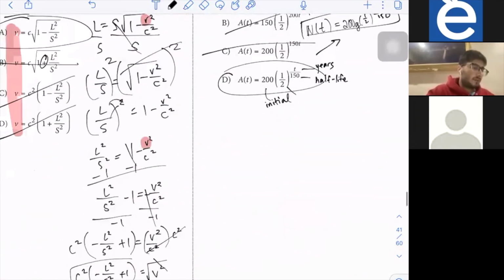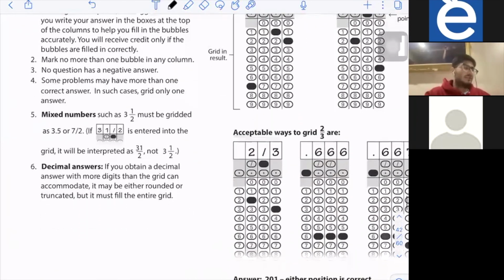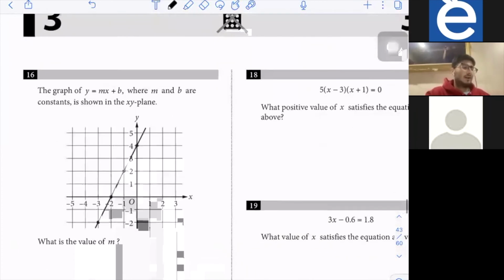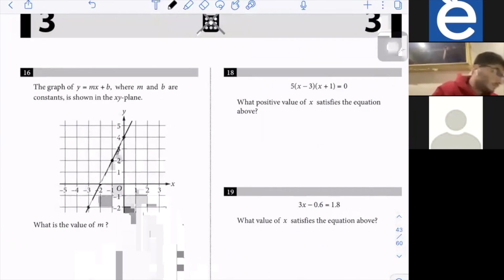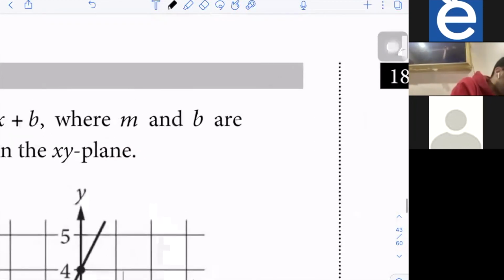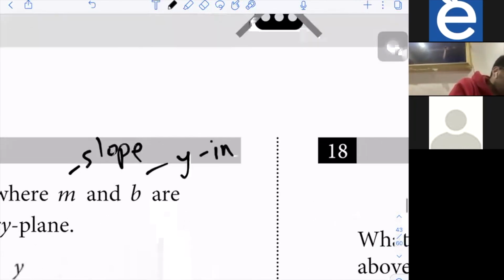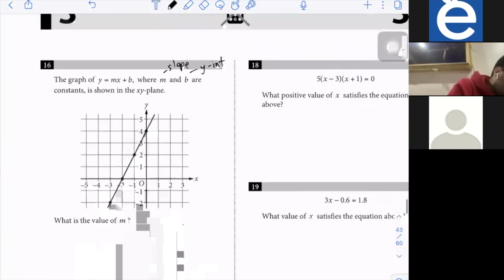Okay. Now the difficulty is resetting, and now we're going to the fill-ins. Okay. The graph of y is equal to mx plus b, where m and b are constants, is shown in the xy plane. We know m is the slope and b is the y-intercept. What is the value of m?